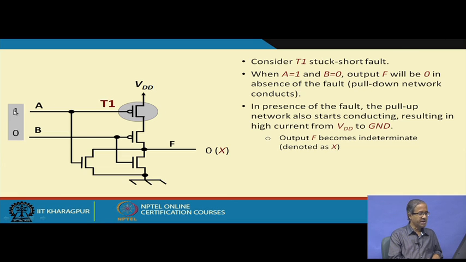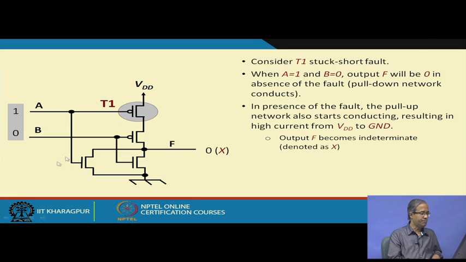Let us say we apply a 1-0 test vector. For the 1-0 test vector, this is supposed to be turned off, and this is supposed to be on. So, in the fault free case, there should not be any path from VDD to F, because this would be off, but because of the fault there will be a conducting path.